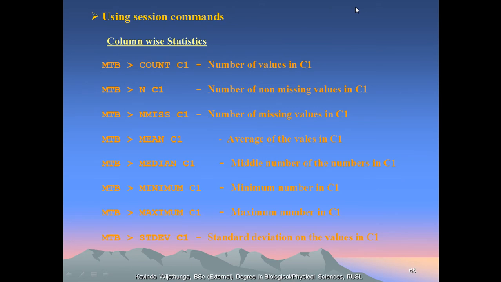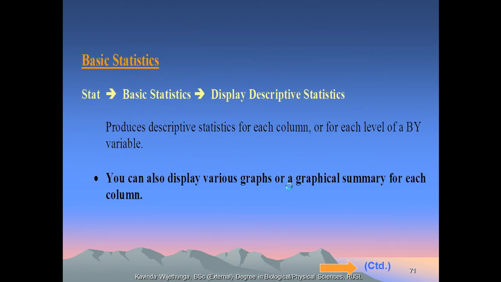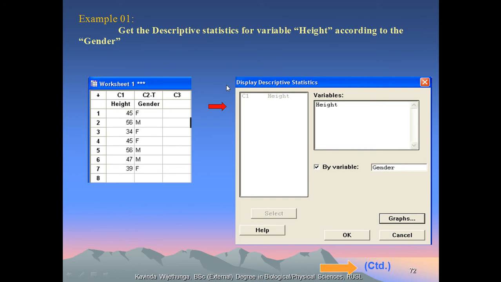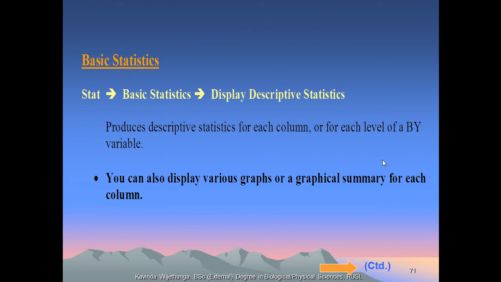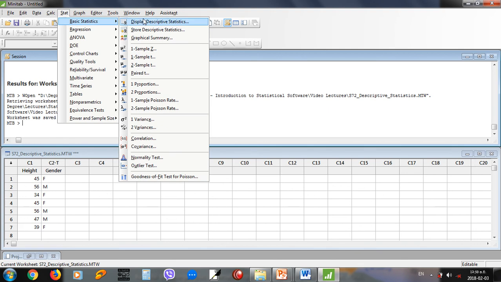Using the session commands, we used these session commands. And for row-wise statistics, again we used these session commands and found those things. And the next one is basic statistics. Basic statistics we can find by using these session commands: Stat, Basic Statistics, Descriptive Statistics. Right, we can see these descriptive statistics by the variable gender.